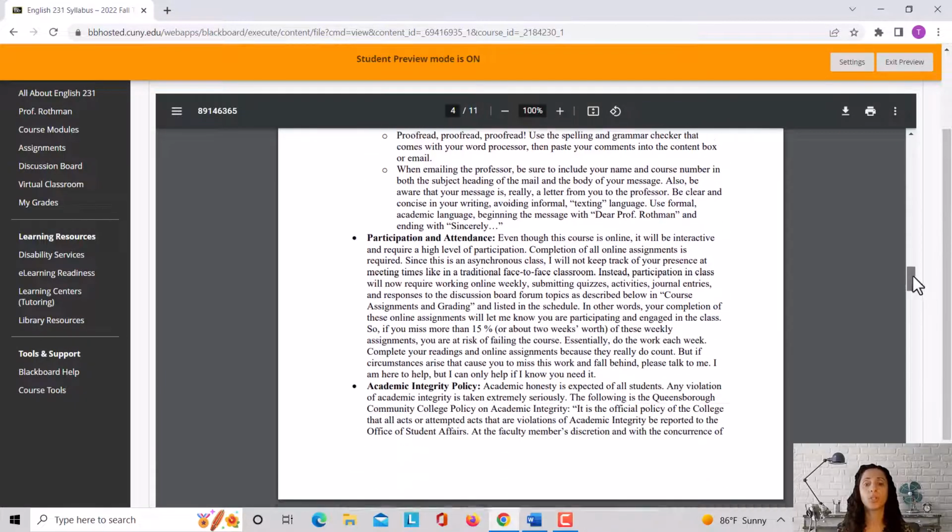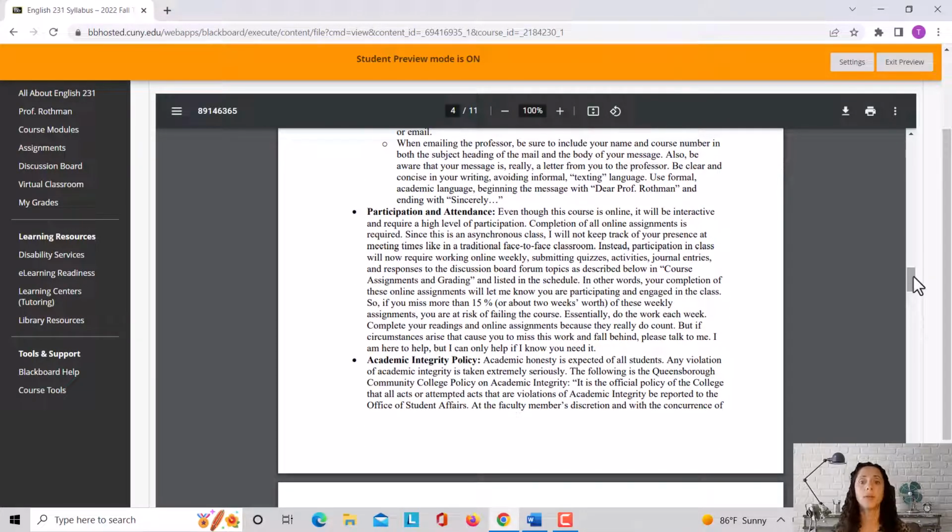Next, we move on to participation and attendance. Even though this course is online, it will be interactive and require a high level of participation. Completion of all online assignments is required. Since this is an asynchronous class, I'll not keep track of your presence at meeting times like in a traditional face-to-face classroom. Instead, participation in class will require working online weekly, submitting quizzes, activities, journal entries, and responses to the discussion board forum topics as described below in course assignments and grading, and listed in the schedule. In other words, your completion of these online assignments will let me know you're participating and engaged in the class.